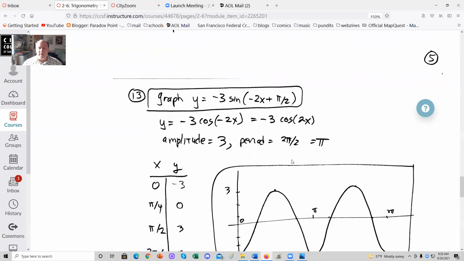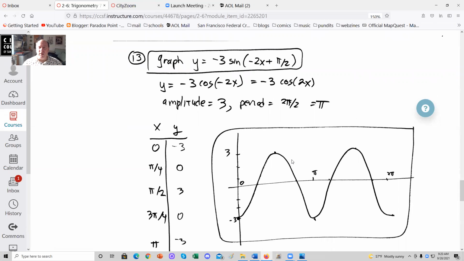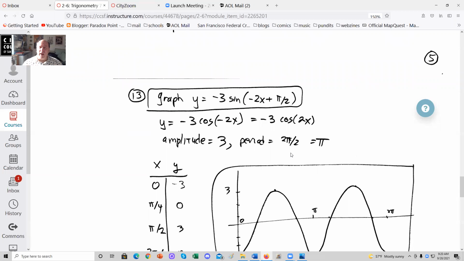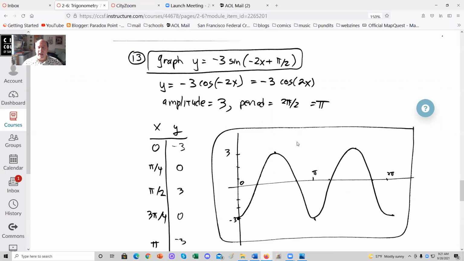Here we have y equals -3 sine of -2x plus pi over 2. Again, if you add pi over 2 to sine, it'll just get you the cosine. -3 cosine of -2x. Cosine is an even function, so this negative gets absorbed. We get -3 cosine 2x. And all right, we can read off of that. The amplitude is 3. The period is 2 pi over 2, which is pi.